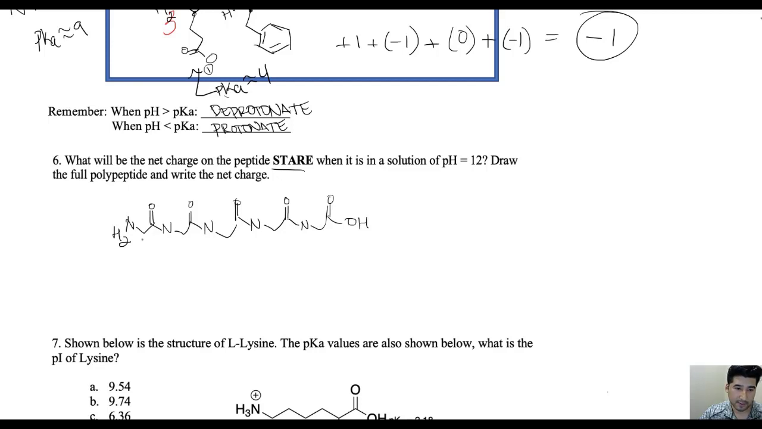Alright, so S is for serine, which is this group right there. T is for threonine, which is this group right here. Oh, and I forgot these H's right there. Alright, A is for alanine, which is just a CH3 group. R is for arginine, 1, 2, 3.